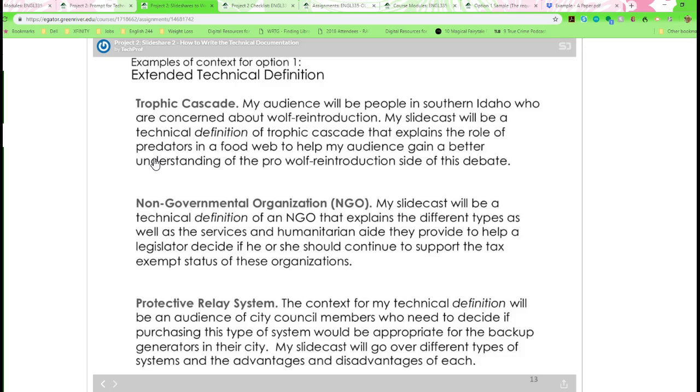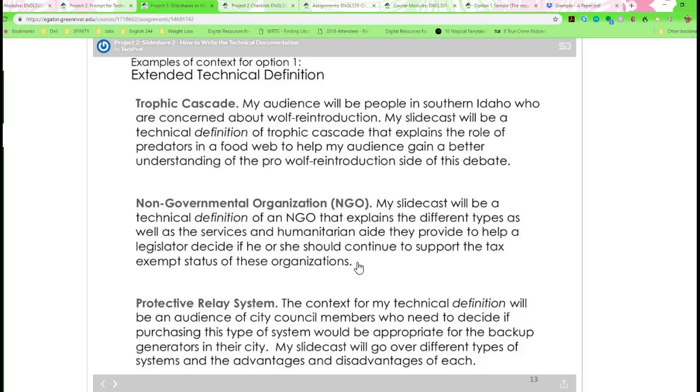Non-governmental organization, or an NGO. My slide cast will be a technical definition of an NGO that explains the different types as well as the services and humanitarian aid they provide to help a legislator decide if he or she should continue to support the tax-exempt status of these organizations.